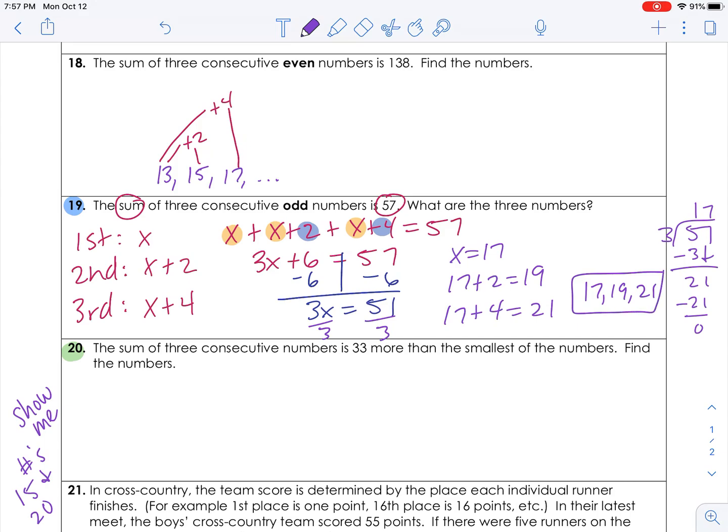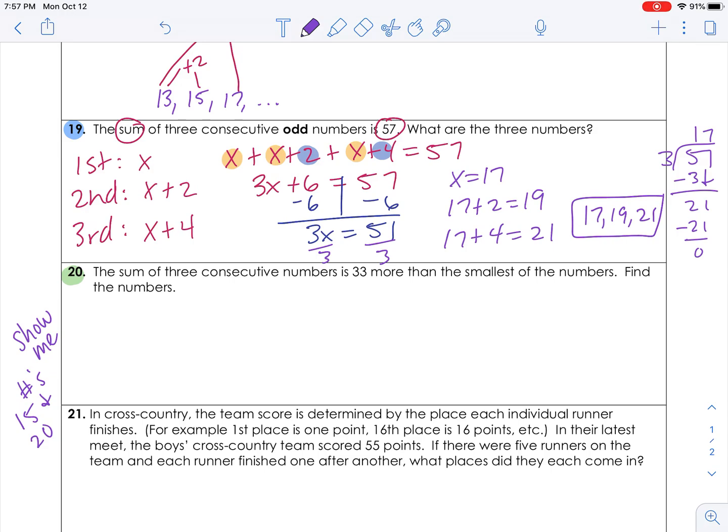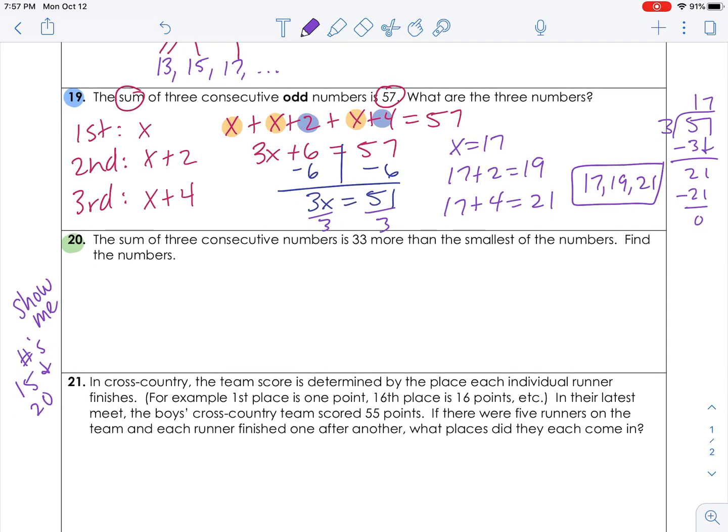So now what I want you to do is try numbers 15 and 20 on your own. So pause this video, go back to the other page, do number 15, and then give number 20 a try. And then once you're finished, come back to this video to see if you got them right.